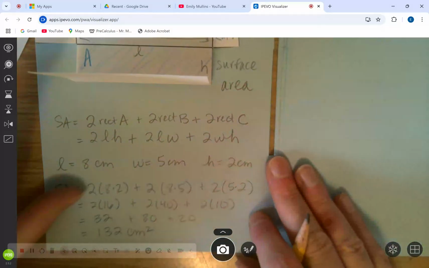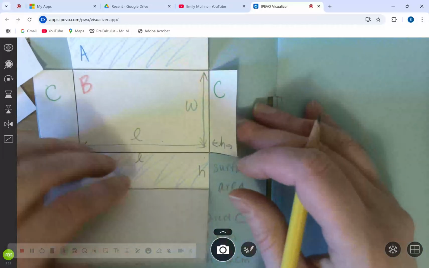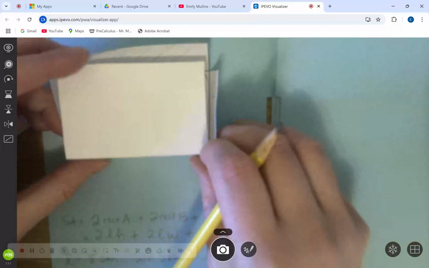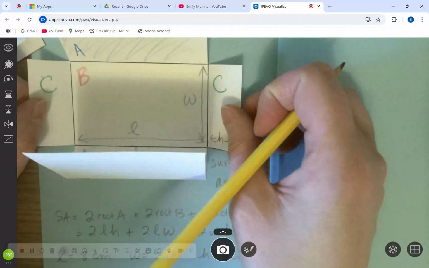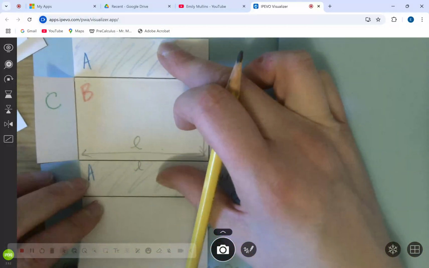So that's surface area. So basically we're looking at all the little rectangles it takes to make this. We're thinking about how it folds up and how that goes together, how our opposite rectangles are the same. So we're going to find the area of these two. So we're just finding the area of one and doubling it. B is the same. We're finding the area of that one and doubling it. And the same thing for A.